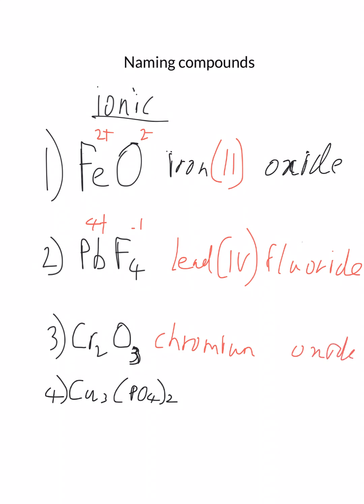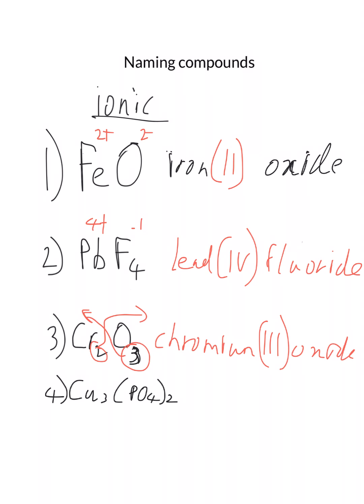This one's a little bit harder. When you do formulas, you do the whole swap and drop thing. Here you can unswap and undrop, I guess. You can take the 3 and move it back up there. Take the 2 and move it back up there. And that'll give you chromium 3 oxide.